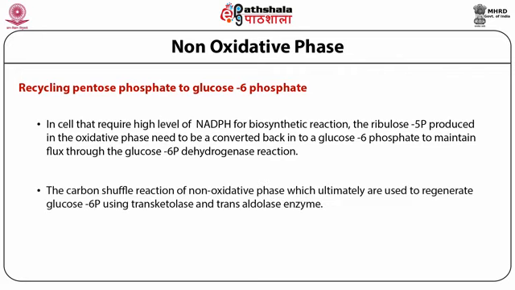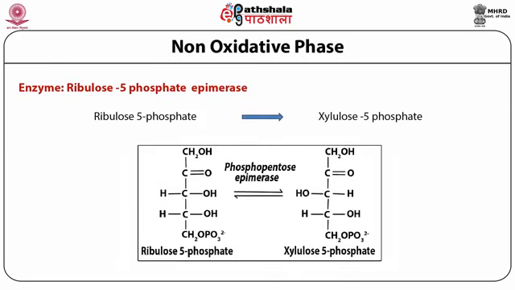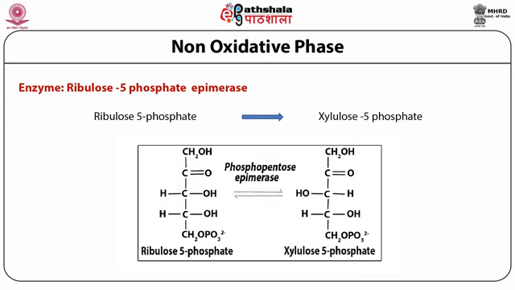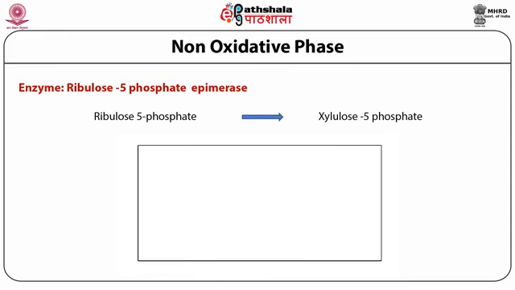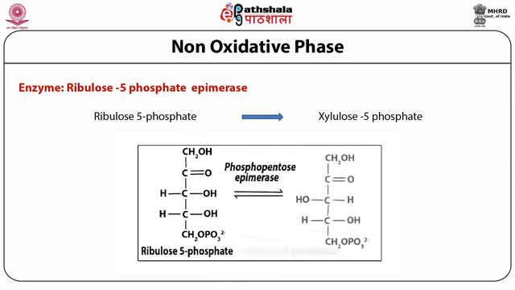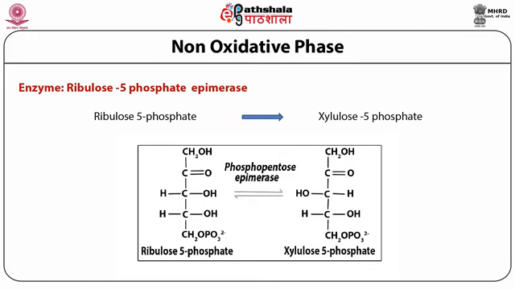The carbon shuffle reactions of the non-oxidative phase, which ultimately are used to generate glucose 6-phosphate, use transketolase and transaldolase enzymes. The figure shows the action of the enzyme ribulose 5-phosphate epimerase. An epimerization reaction is the inversion of a stereocenter in the substrate. An epimer of a compound occurs when only one stereocenter is flipped.